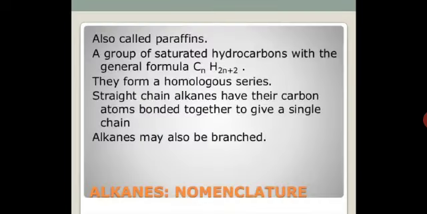Now, let's start with alkanes. In naming hydrocarbons or organic compounds, we start from the simplest and move on to the complex ones. If you can understand the naming of alkanes, then others will flow from there. They were previously called paraffins. These are a group of saturated hydrocarbons that conform to the general molecular formula CnH2n+2. They form a homologous series. Straight chain alkanes have their carbon atoms bonded together to give a single chain. Alkanes may also be branched.